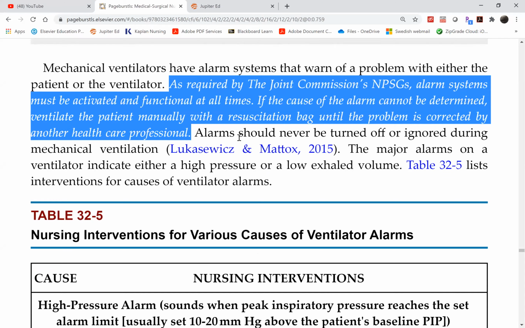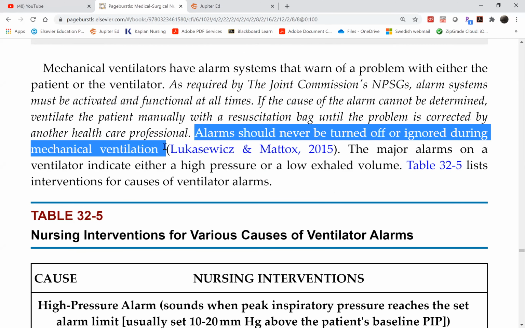Turning off the alarms is no longer possible because we cannot turn off the alarms anymore. It's one of the safety features of ventilators now. It's impossible. The most you can do is mute it for 2 minutes, but you cannot turn off the alarm.